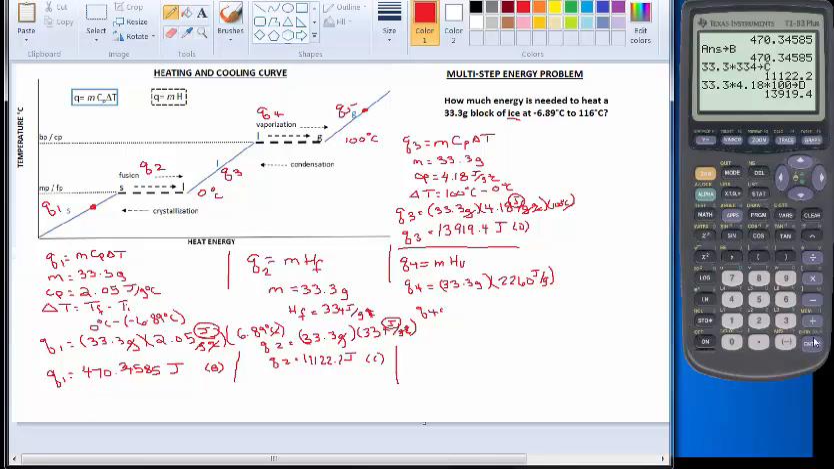If we plug this into our calculator, we get 33.3 times 2,260. Since this is a number I know I'm going to need again, I'm going to store this number as the letter E. And our number is 75258. Gram cancels out with gram to leave us with the unit of joule. And I stored this as the letter E.